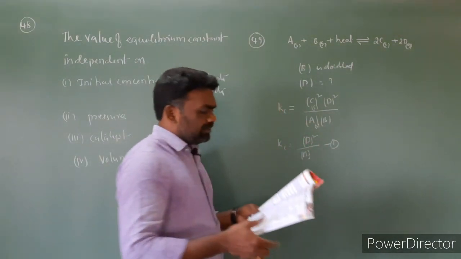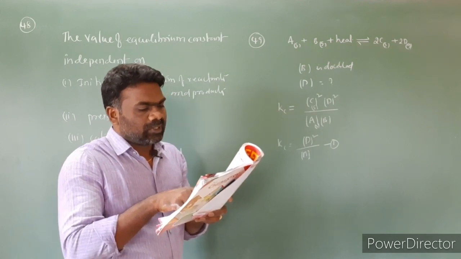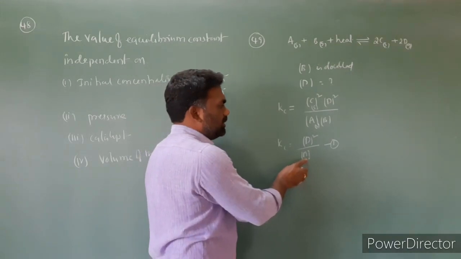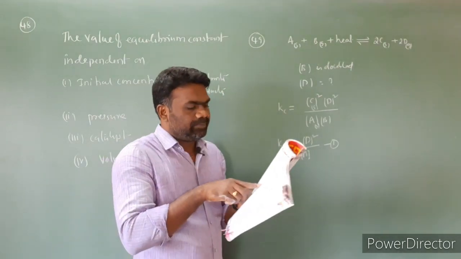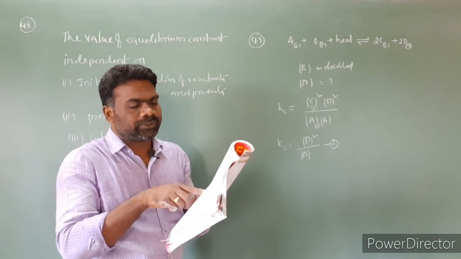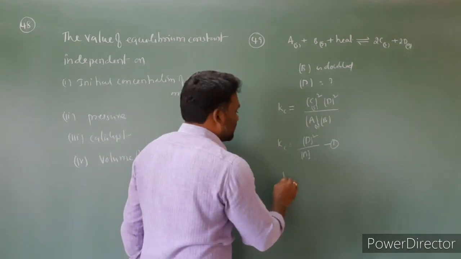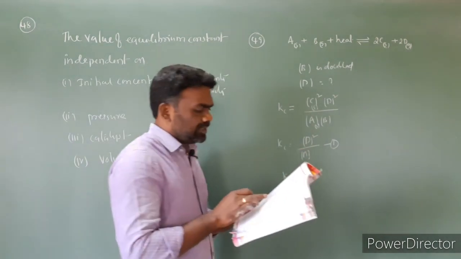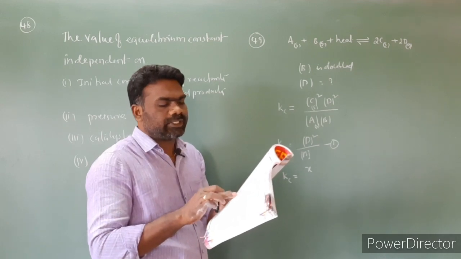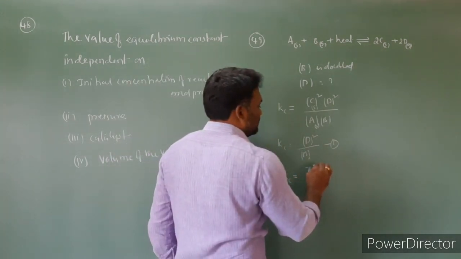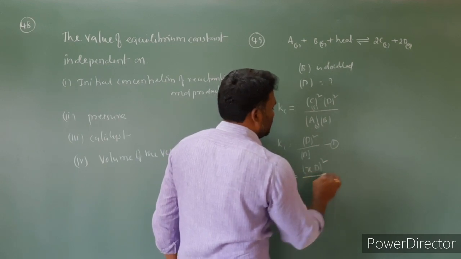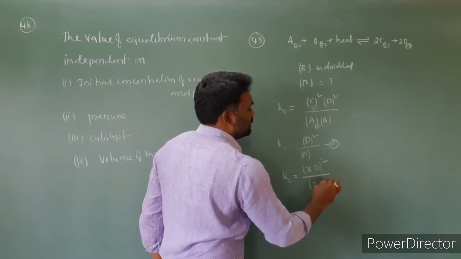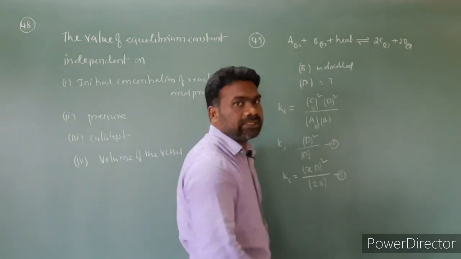Next, the statement given is that at equilibrium the concentration of B is doubled. Then by what factor should the concentration of D change to retain the equilibrium? So I am rewriting Kc is equal to X D concentration power 2 by the concentration of B doubled. I am labeling it as 2B. This equation I am labeling as 2.